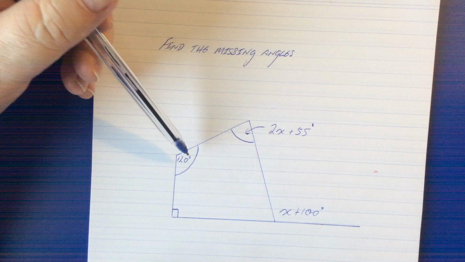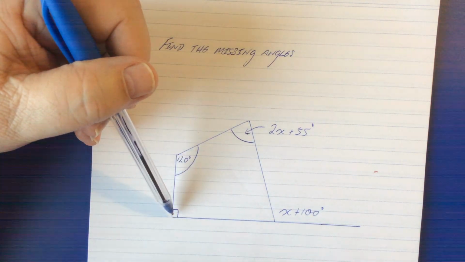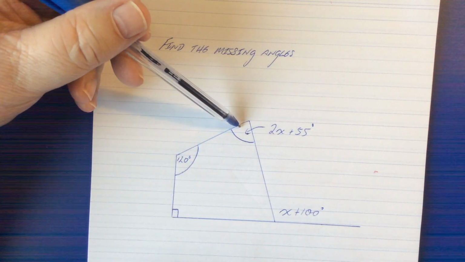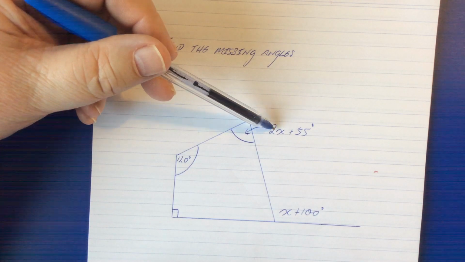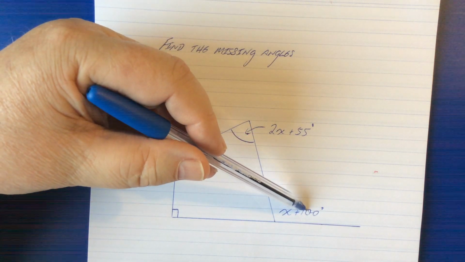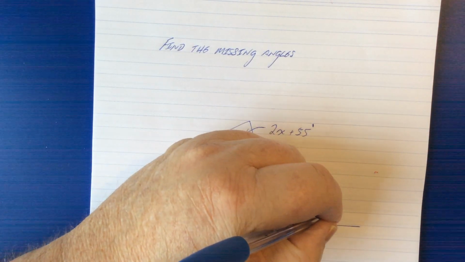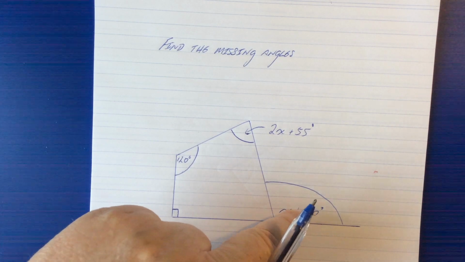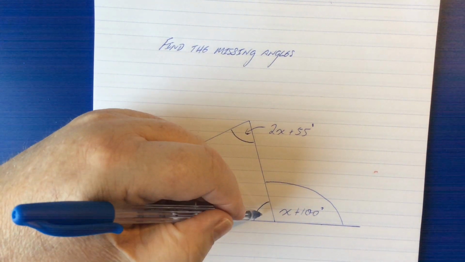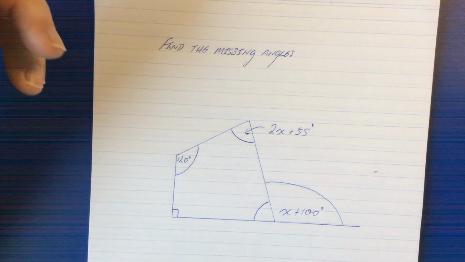And what we have is a rectangle of some description, and we know that this angle is 90, this angle is 120, this angle here is 2x plus 55, whatever that is, and this angle here is x plus 100. And just to make sure that I'm completely understood, that's that angle. So what we don't know is this, and we don't know this.